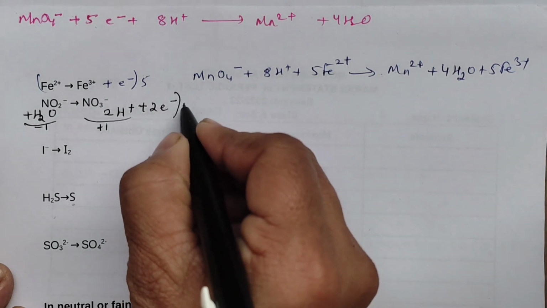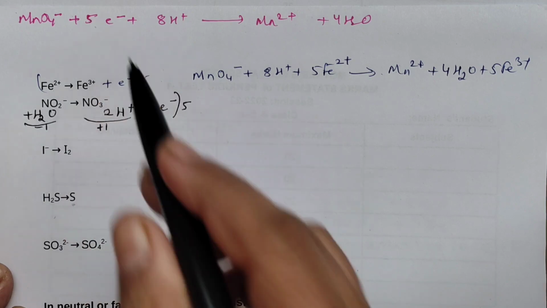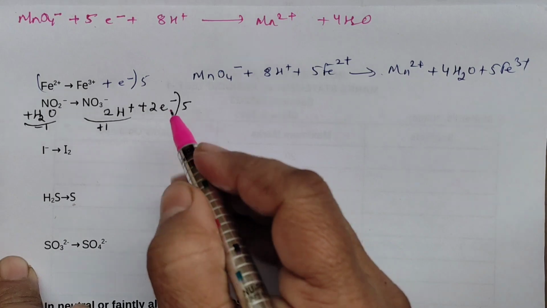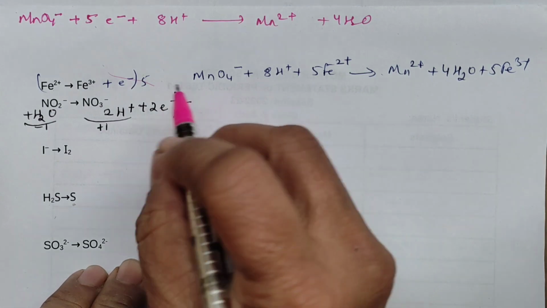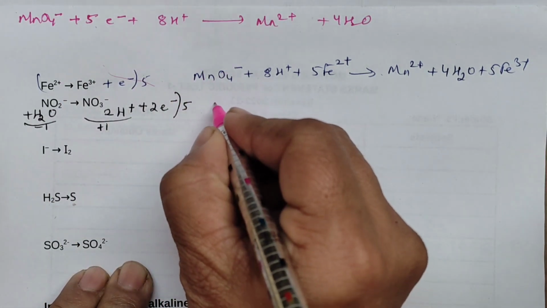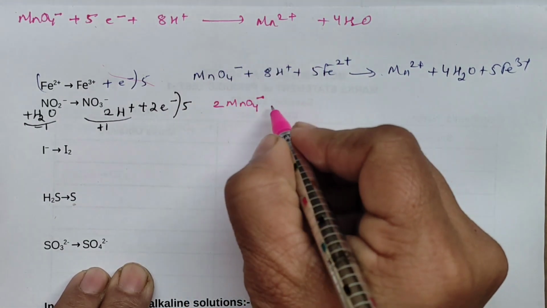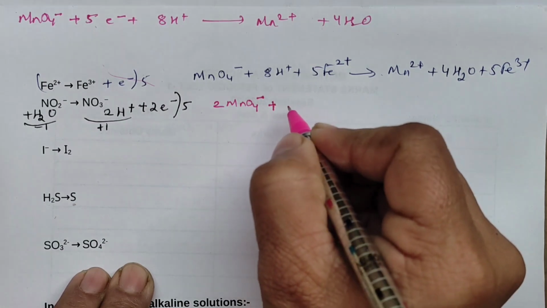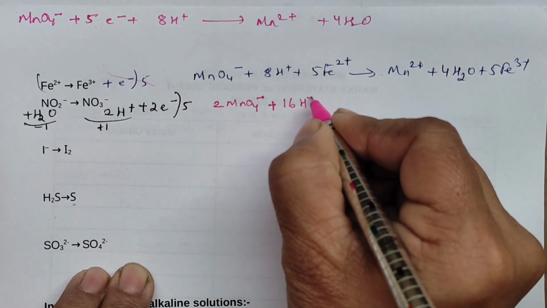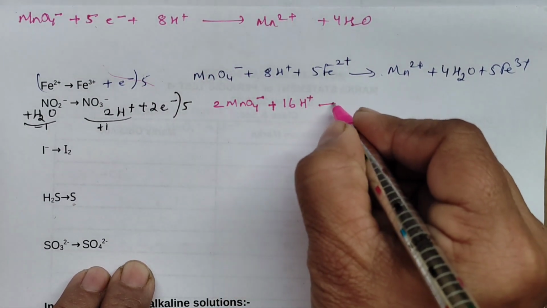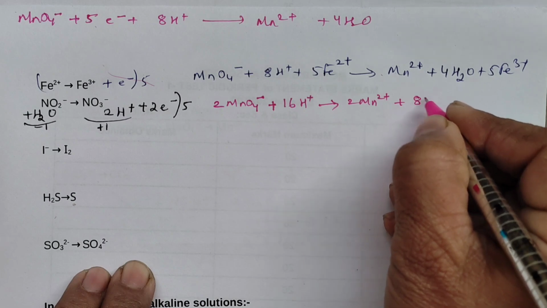Means you have to multiply the first equation with 2 to make it 10 electrons, and this equation with 5. So let me rewrite the whole equation by multiplying the first with 2 and this with 5. You will write down 2 MnO4 minus. Electrons will get cancelled, so we are not writing them. This will be your 16H plus, the first equation. I have cancelled the electrons. The H plus will be cancelled later. It will give you 2Mn2 plus plus 8 water.